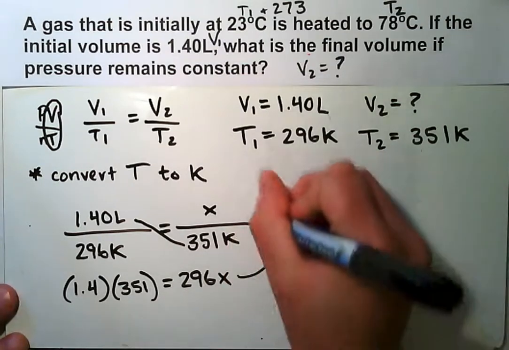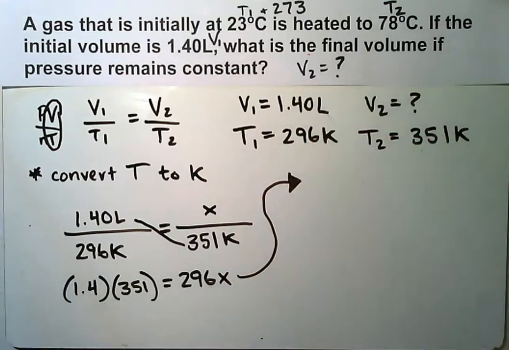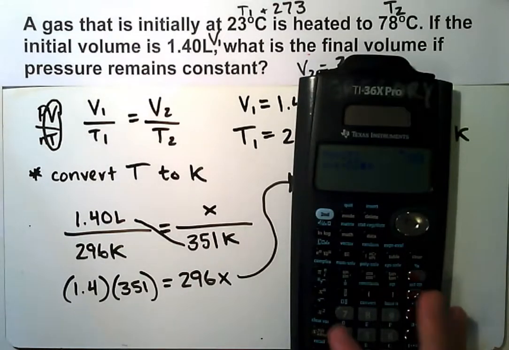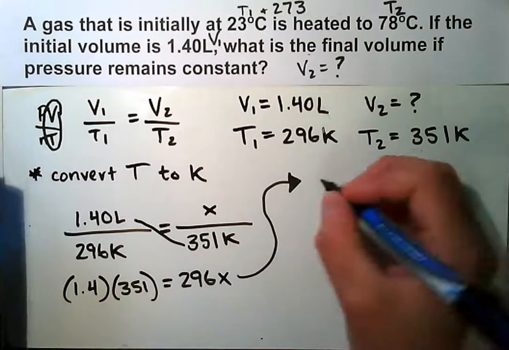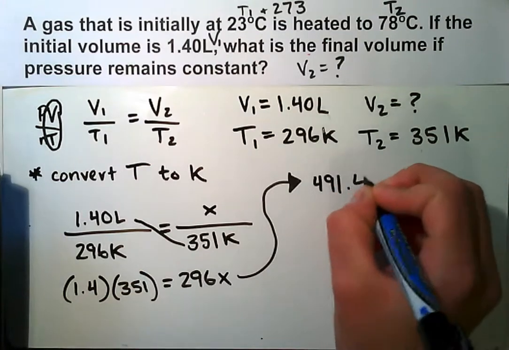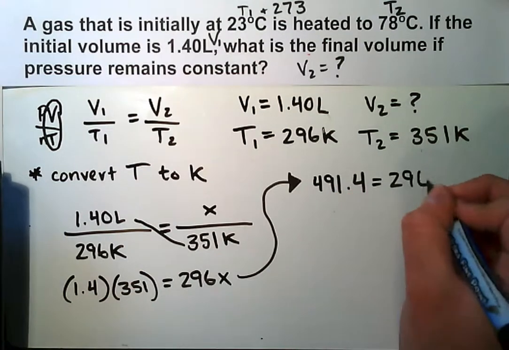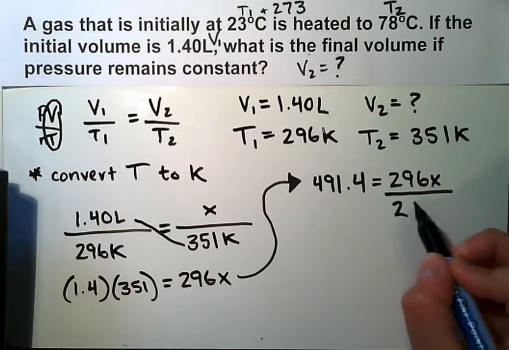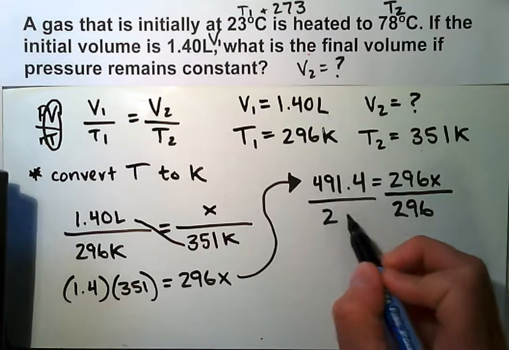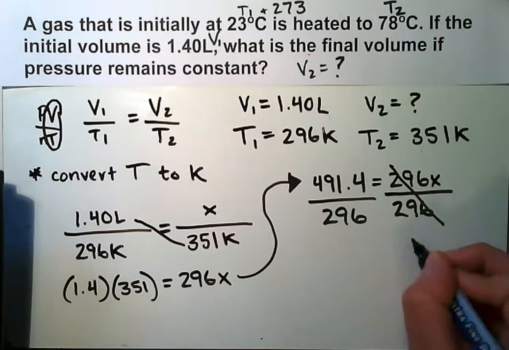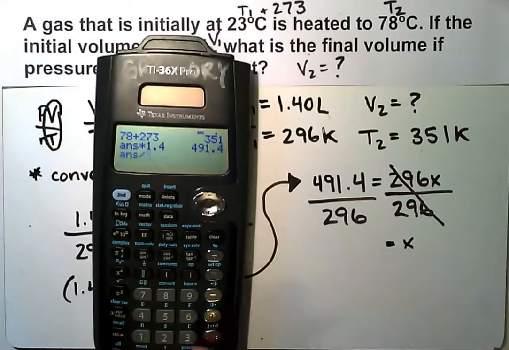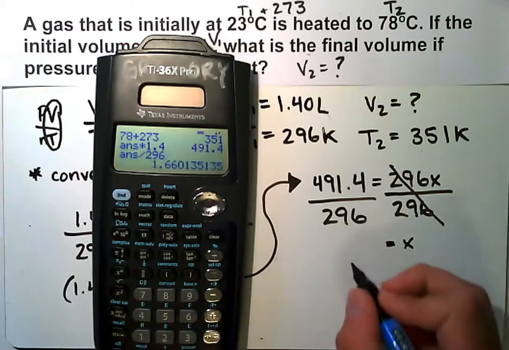So now I'm going to move our work up here. We'll go ahead and do some math. So let's see, 351 times 1.4 gives us 491.4 equals 296 times X. And of course we need to move the 296 to the other side. So we'll divide by 296, divide by 296, and we end up with X equals 491.4 divided by 296.